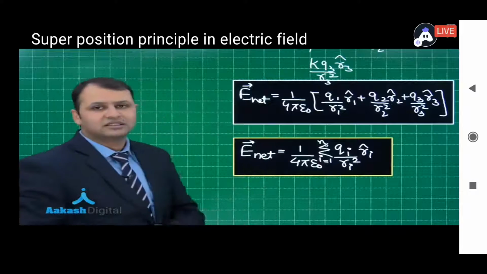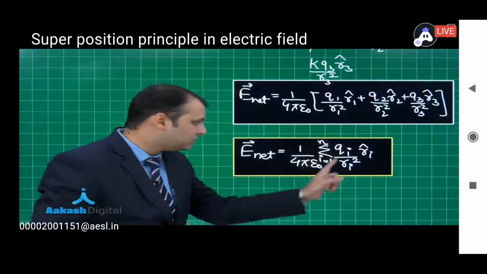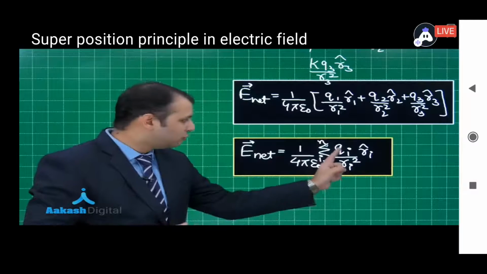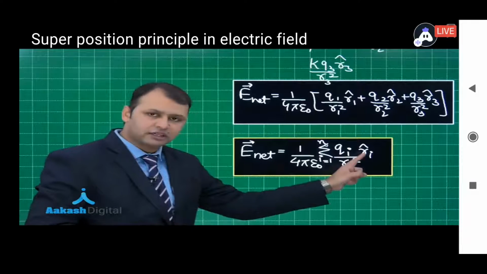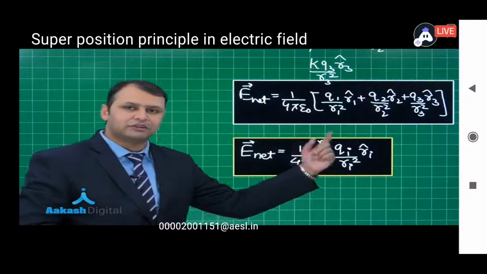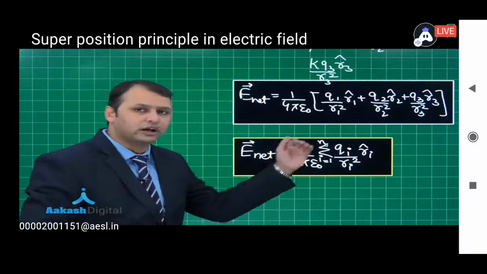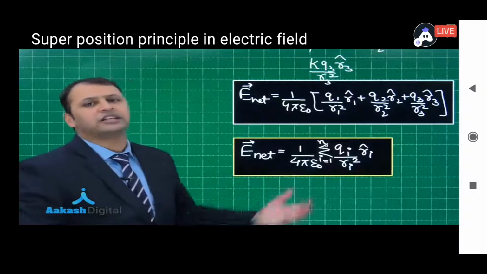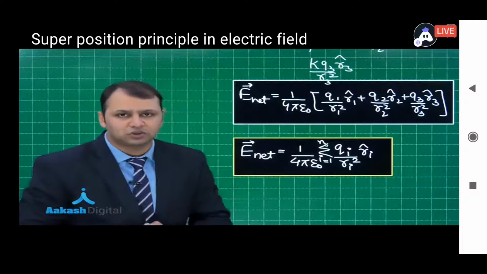Now what is this? I have done a summation where I have taken this portion as common and I'm just running it in loops where I can start with i equals 1, so it would be Q1 by R1 square R1 cap, then the summation sign, that means plus. Now i becomes 2, in that case Q2 by R2 square R2 cap, and then Q3 by R3 square R3 cap, and so on till the nth number. So this is a simplified representation of net electric field.